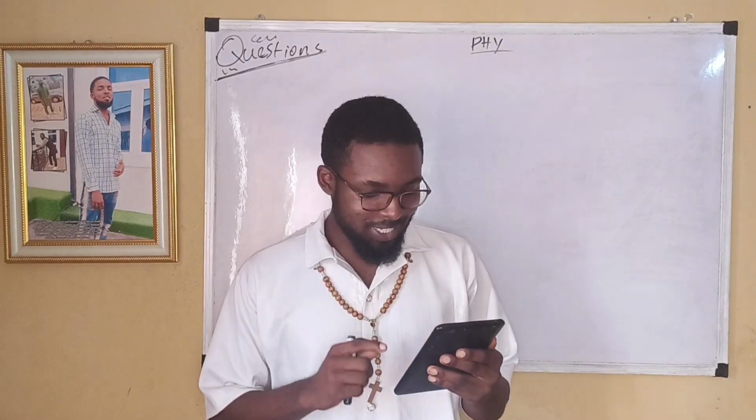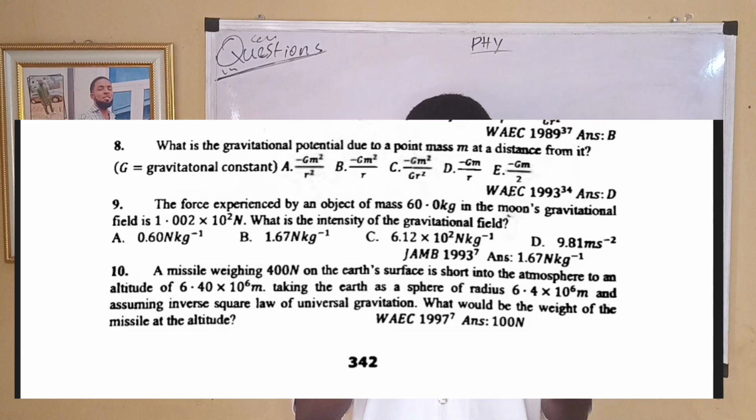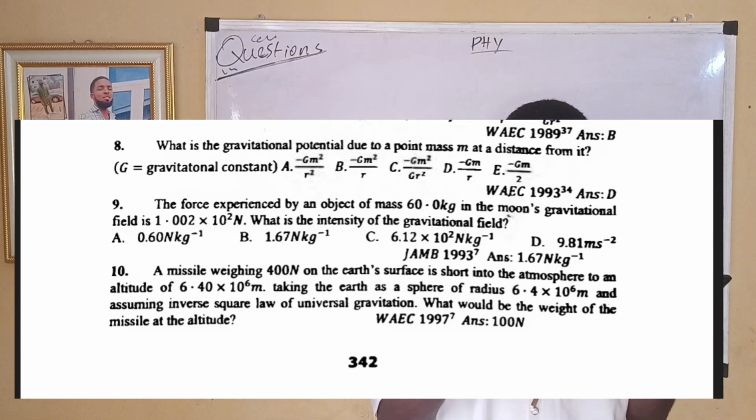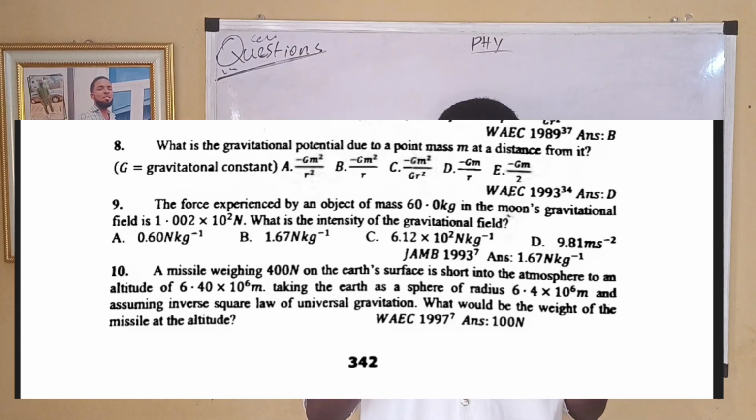Okay, I have a question over here. Question number 10. A missile weighing 400 Newton on the Earth's surface is shot into the atmosphere to an altitude of 6.40 times 10 raised to the power of 6 meter, taking the Earth as a sphere of radius 6.4 times 10 raised to the power of 6 meter, and assuming inverse square law of universal gravitation. What will be the weight of the missile at the altitude?